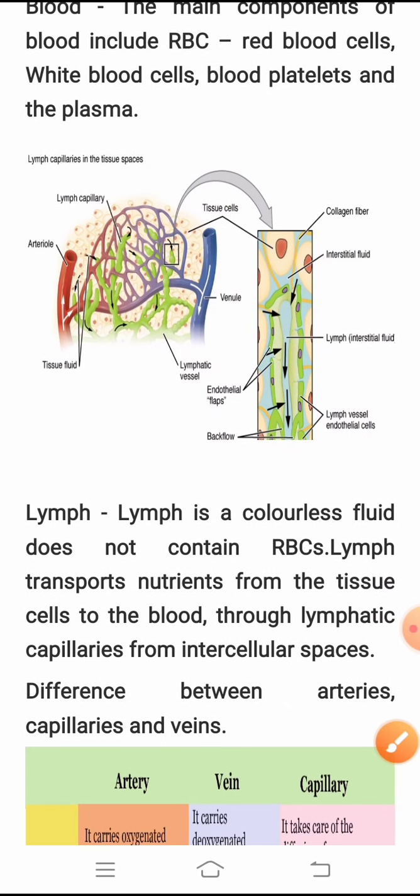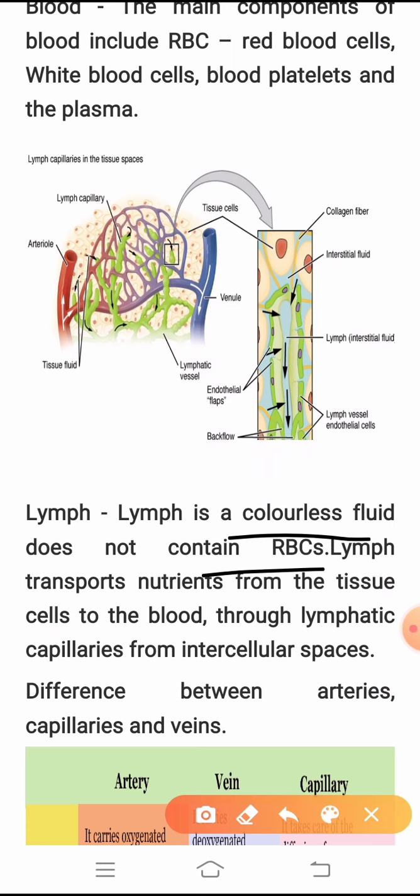So moving to the next, that is the lymph. What is lymph then? Lymph is a colorless fluid. This lymph does not contain red blood cells. Okay. So the lymph transports the nutrients from the tissues, cells to the blood. I mean the lymph transports the nutrients from the tissues of the cells to the blood. Where are these cells located? You know, they are inside the tissues, right? So they are transported from the tissues of the cells to the blood.